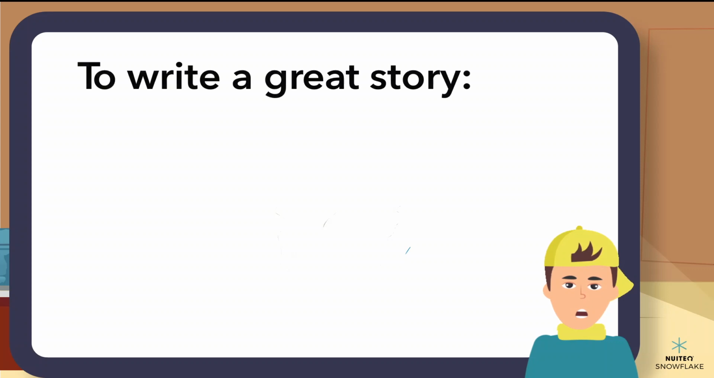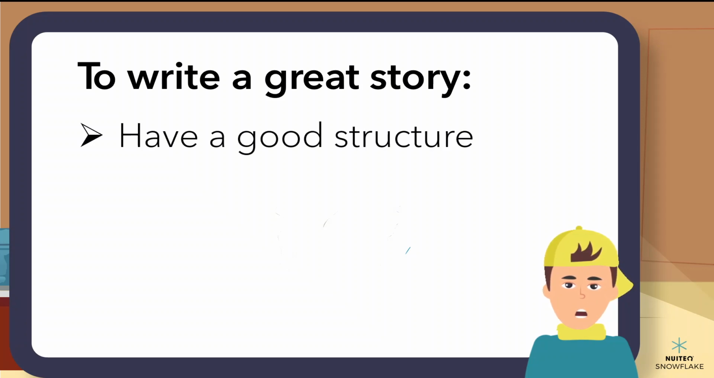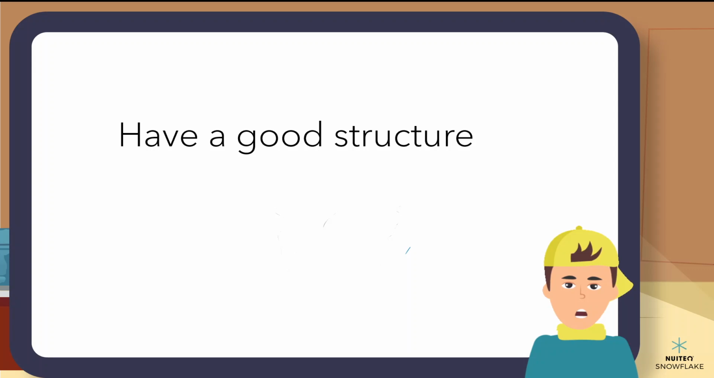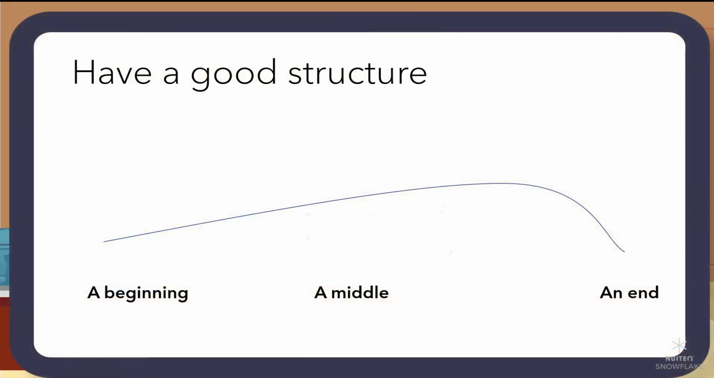To write a great story, no matter if you write about something real or imagined, you need to remember 3 things. Have a good structure that shows how the events unfold. Provide details that draw the reader in, and use different writing techniques. Let's start with briefly looking at the structure of the story.